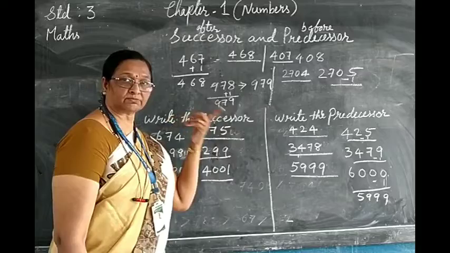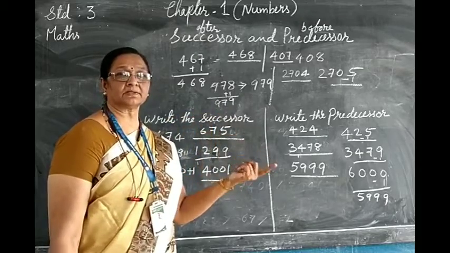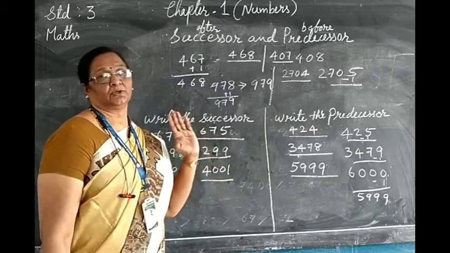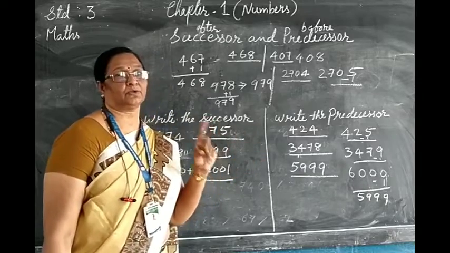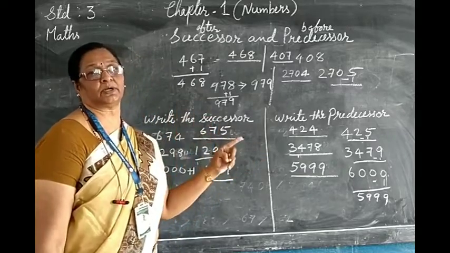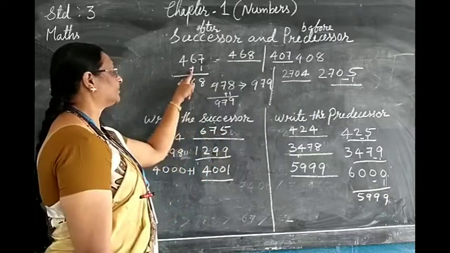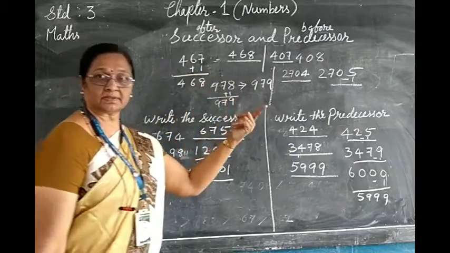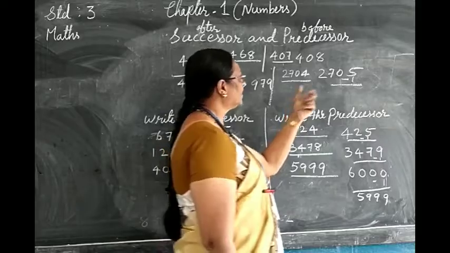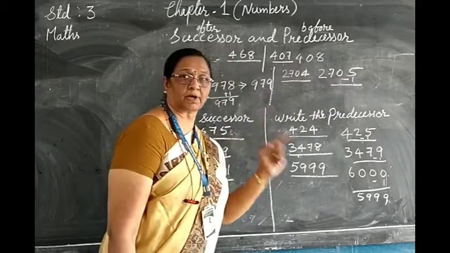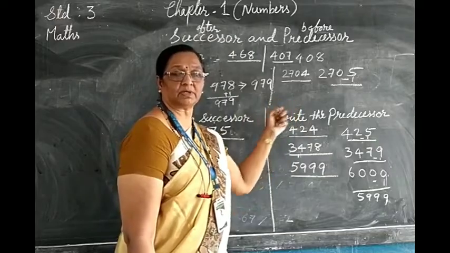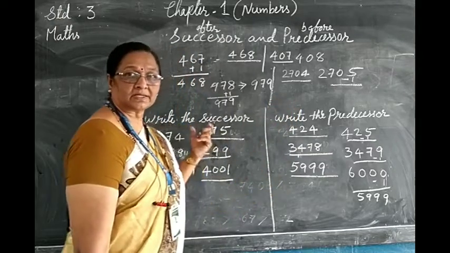Is it clear now? Successor means after number, predecessor means before number. To find out the successor, what do we have to do? We have to add 1 to the given number. Okay. To find out the predecessor, we have to subtract 1 from the given number. Is it clear?